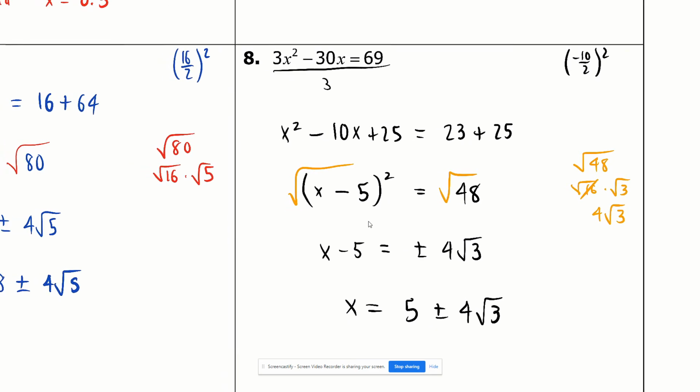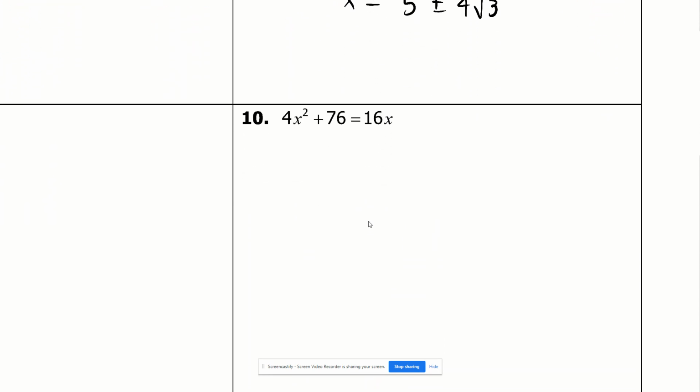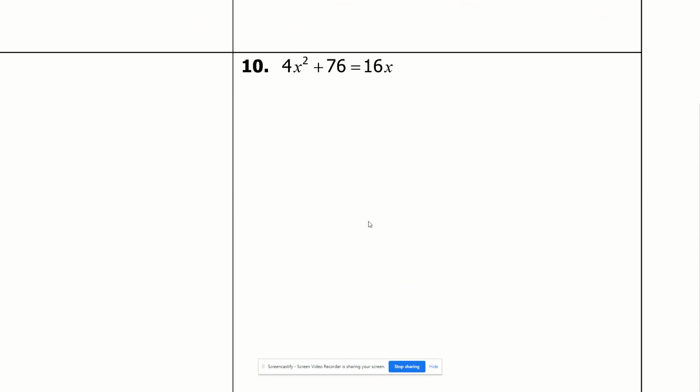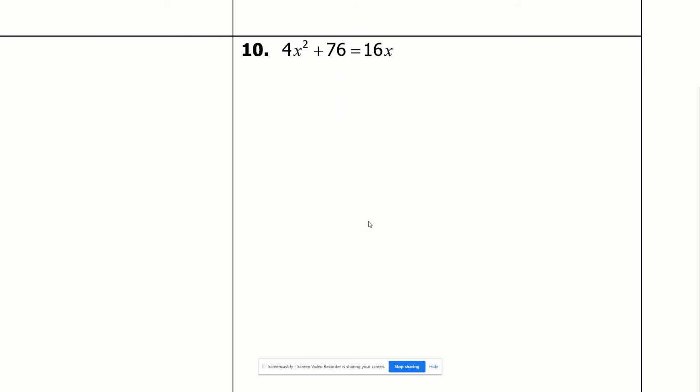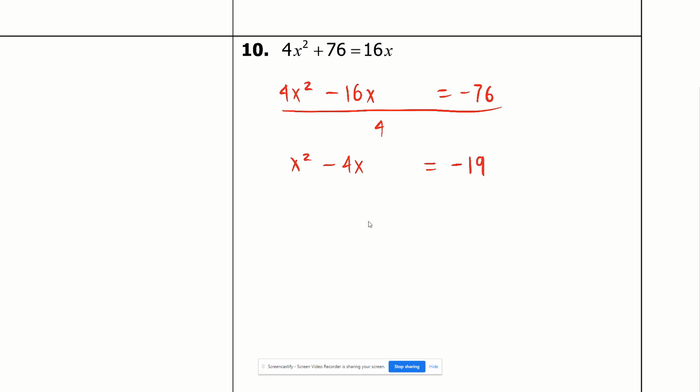Okay? It's a lot to it, but I think you guys can do it. Last one. Notice it's not an ax squared plus bx plus c. We actually have to swap sides. So let's do that right off the bat. 4x squared, I'm going to subtract 16x to bring it over here, and I'm going to subtract 76 to bring it over there. I'm going to divide by a. What's a this time? 4. So x squared, negative 16 divided by 4 is negative 4x, and negative 76 divided by 4, I think it's negative 19.